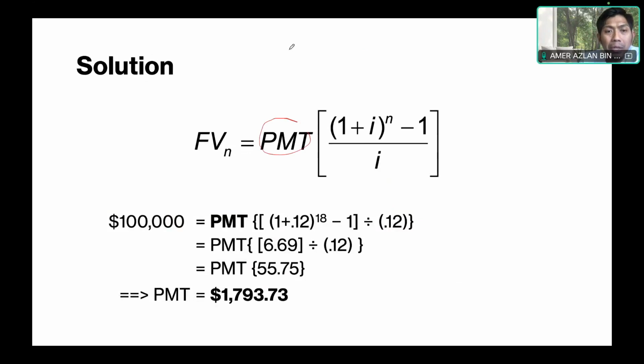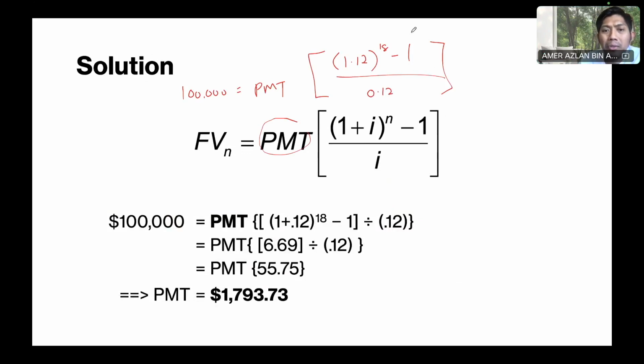Okay, so we know the future value is 100,000. We don't know the PMT. The interest rate is 12%, so 1.12. N is 18 years, minus 1, over 0.12. Okay, so if you calculate this, you would get a final answer of 1,793.67.